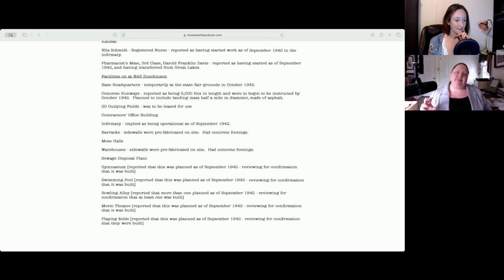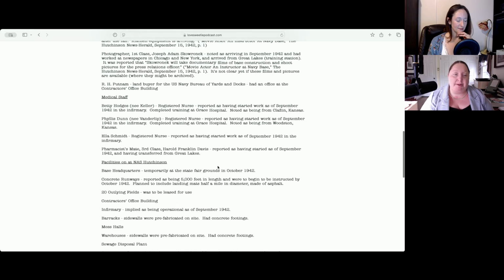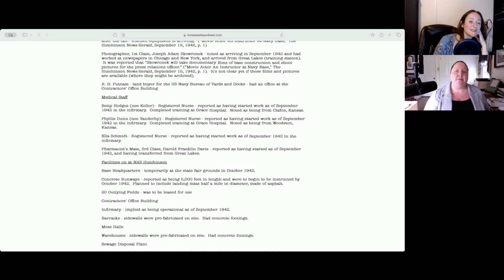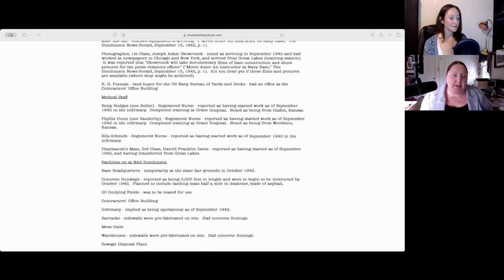We can glean from the stories what was going on. The infirmary implied as being operational as of September of 1942. Now, I was really happy to actually identify some of the medical staff from some of the early articles, and we can see that there were some women nurses there as the RNs, and in using the articles, identifying who they were. And then we have the pharmacist's mate. So that term of the mate being used in the official titles here, as much as could be figured out. I worked through those. So we do have the women nurses in the infirmary.